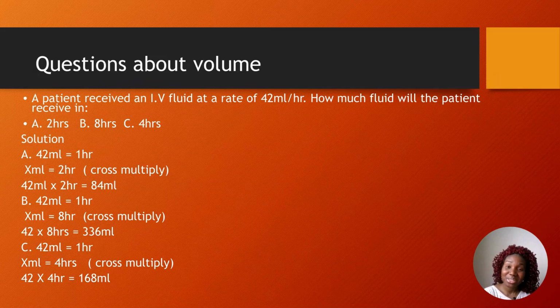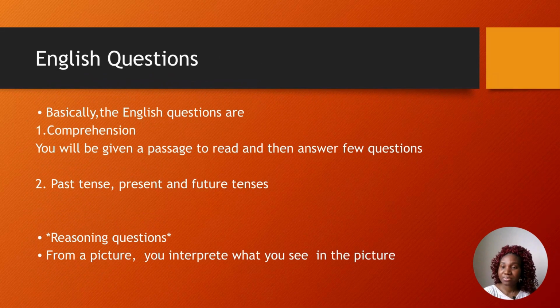All right, so let's go to the English question. In English, basically, you're going to have a comprehension. The comprehension is just for you to read and then answer questions. It's very easy. At least the English question is straightforward. Past tense, present tense, future tense is just for them to know if you can read and comprehend, and then answer the questions.